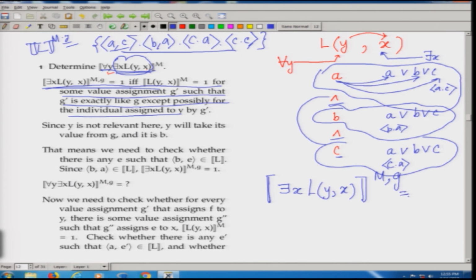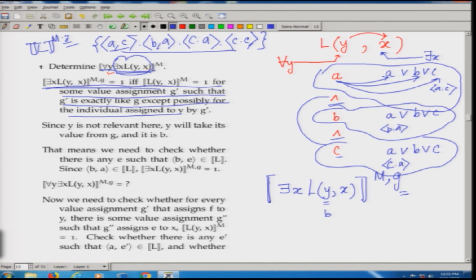Now the value: you see here y is varying, x is varying, y is not. So where will y take its value from? From G, and we know that G gives y B. Let me confirm. Yes, so this will be B.